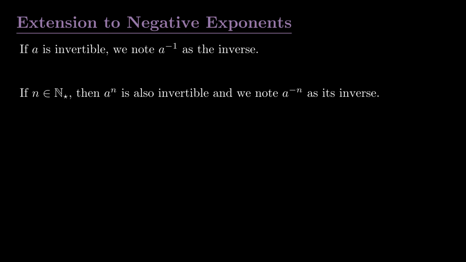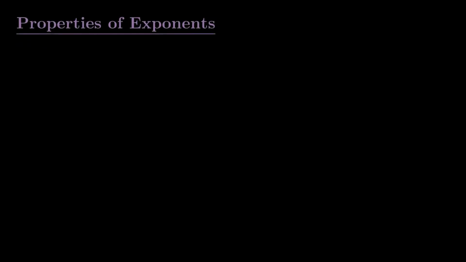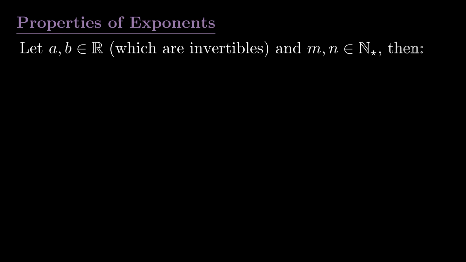So if n is a natural number, then A to the power of n is also invertible, and we note A to the power of minus n as its inverse. So for example, if you have 2 to the minus 2, you can write it down as 1 over 2 to the square, which is equal to 1 on 4. So now let's look at the properties of exponent.